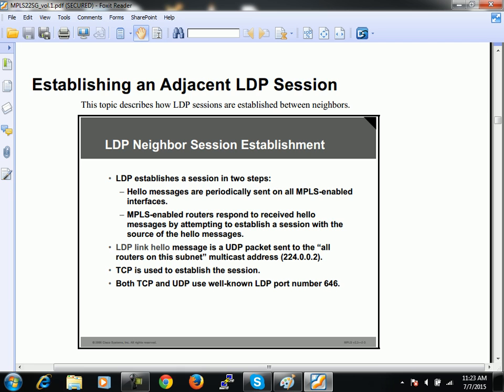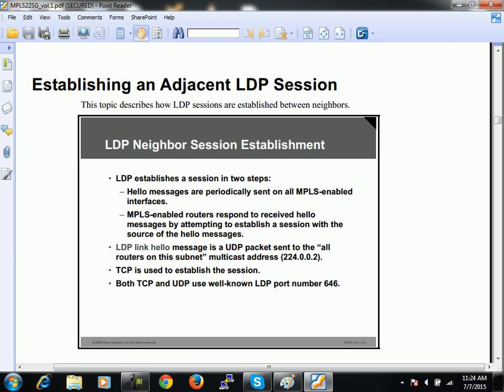As you can see, LDP establishes a session in two steps. Hello messages are periodically sent on all MPLS enabled interfaces. Once you enable MPLS on any interface, it will start to send LDP hello messages, because by default in MPLS, LDP is enabled, not TDP. MPLS enabled routers respond to a received hello message by attempting to establish a session with the source of the hello message. The LDP link hello message is a UDP packet sent to all routers on the subnet, which is 224.0.0.2. This means LDP will multicast its hello messages by default.